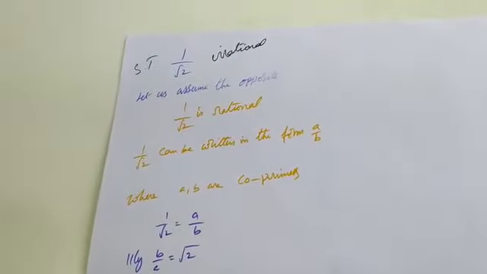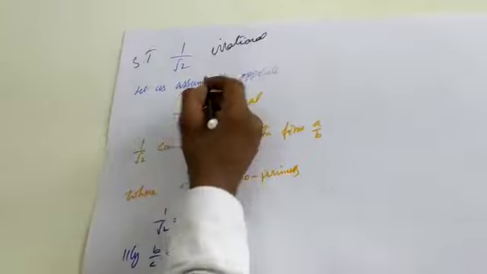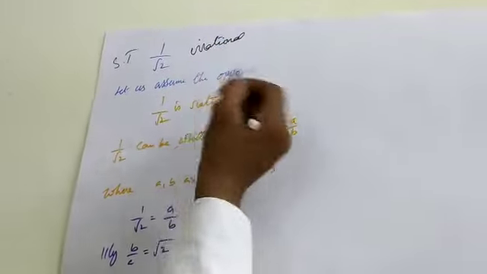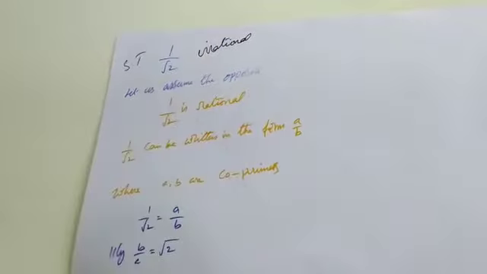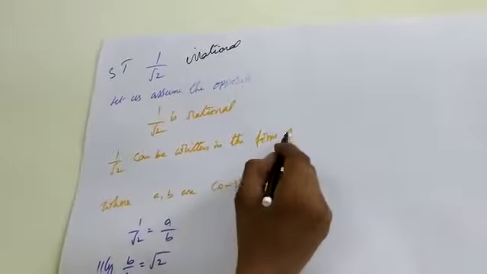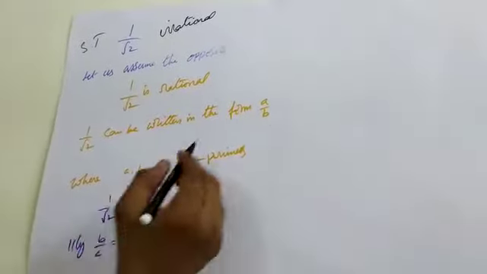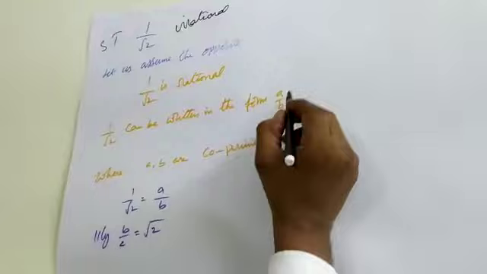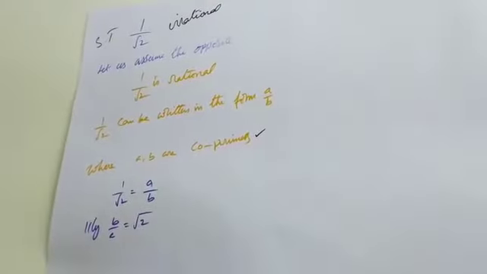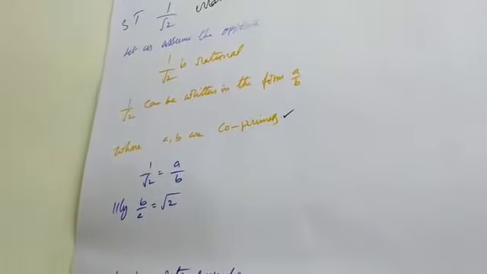Let us assume the opposite. What is the meaning of opposite? Opposite of irrational number is rational. Assume 1 by root 2 is rational. Then 1 by root 2 can be written in the form of a by b, where a, b are co-primes. What is the meaning of co-primes? No common factor other than 1.